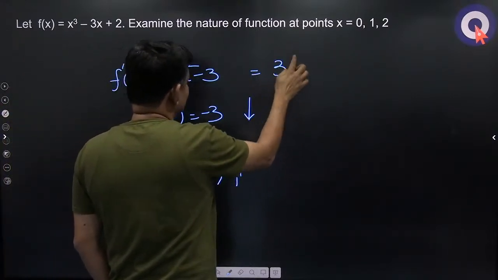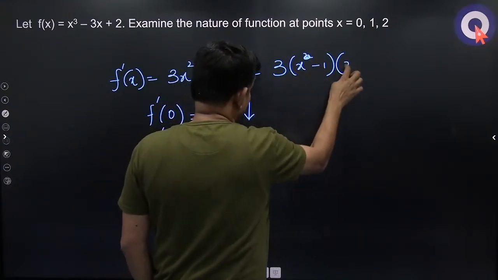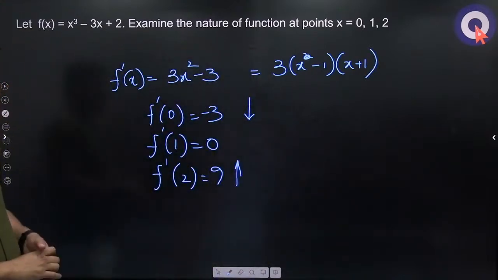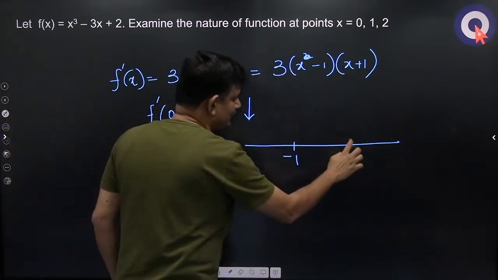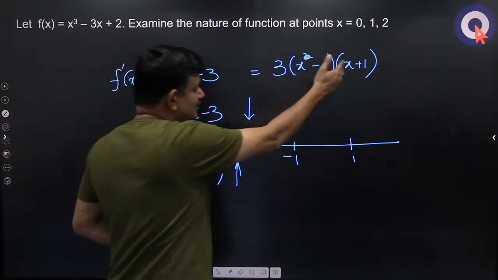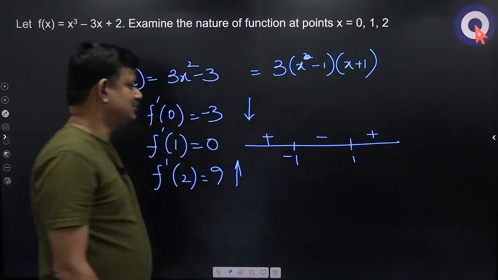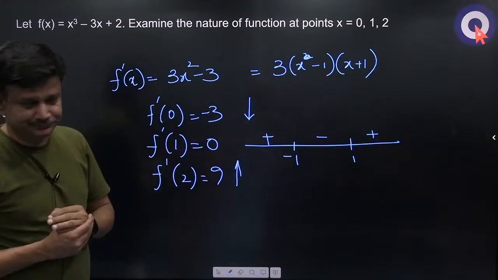This is what? 3 into x square minus 1. X square minus 1 is x minus 1 into x plus 1. Okay, so let me observe the sign of this using the wavy curve method around 1. After 1, this expression will be positive, between negative, here positive. At 1 it was 0, at minus 1 also it is 0.